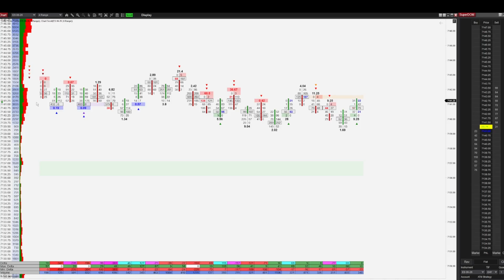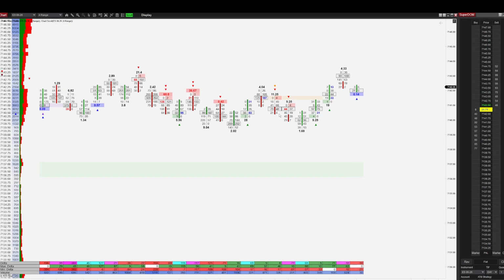This zone is very important because it tells you a lot. It tells you that both buyers and sellers like it. So here we had more sells than buys, although it's 3,600. Okay, so going back here we see something weird happening.